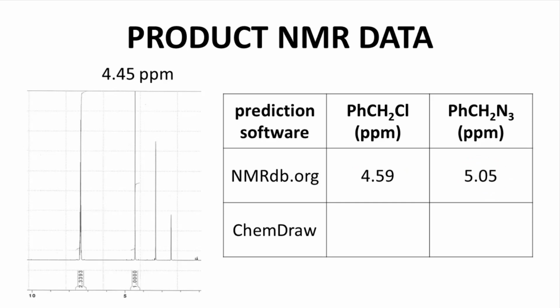ChemDraw, a chemistry drawing program, has a built-in NMR predictor in some versions. My version of ChemDraw predicts a shift of 4.64 for the chloride and 2.67 for the azide. There's obviously some disagreement in these predictions. Simulated spectra are often very helpful, but these two molecules, especially the less common azide functional group, are a challenge for some predictions.